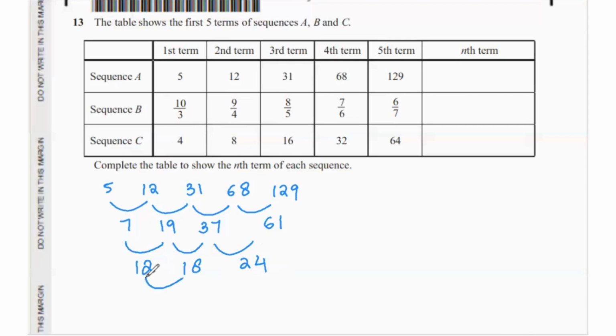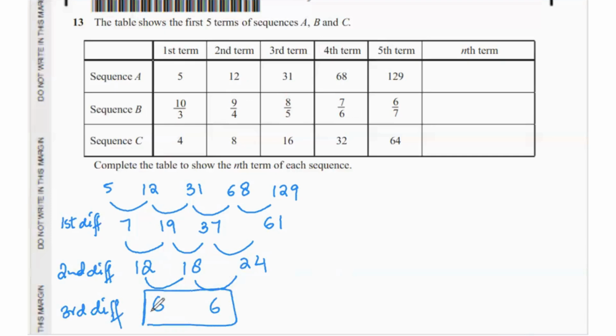Now between 12 and 18, there's a difference of 6. And between 24 and 18, there's also a difference of 6. So as we can see, first difference was not common, second difference was not common. This is the first difference. This is your second difference. Third difference. So if the third difference is common, that means it's a cubic sequence.